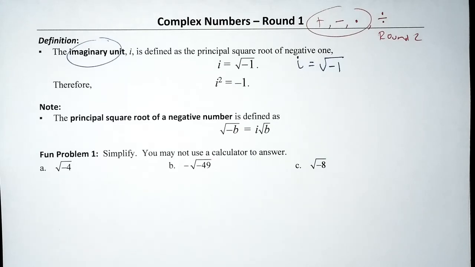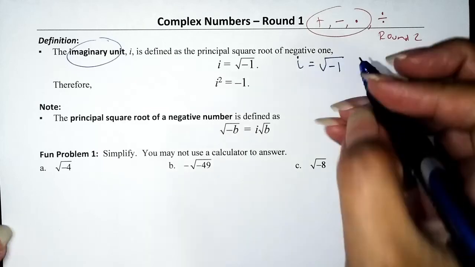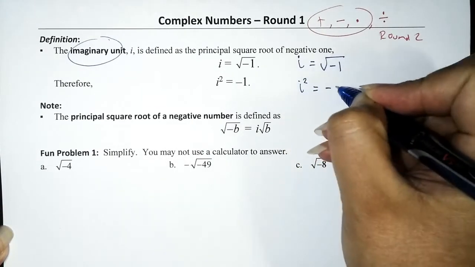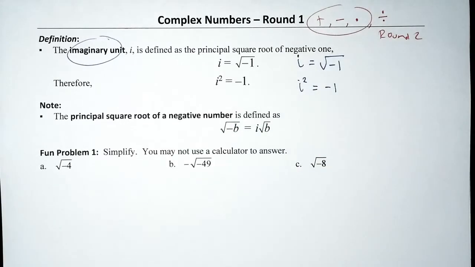As a result, if we were to square both sides, when we square the left, that will give us i squared, and when we square the right, that will give us -1. Why? Because the square and the square root will undo each other. Now, the question is, how do we simplify square roots of negative numbers?